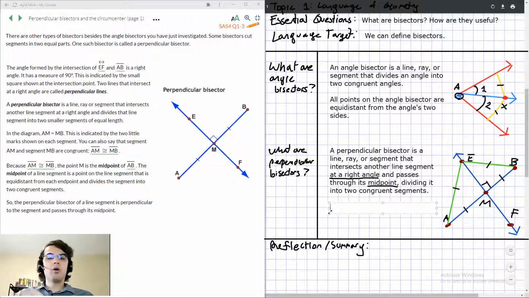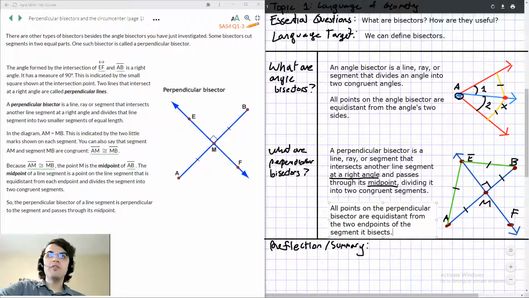I'm going to say all points on the perpendicular bisector are equidistant from the two endpoints of the segment it bisects, right? Which sounds kind of fancy, so maybe you might write that a little differently. I could say, perpendicular bisectors are all the points equidistant from the two endpoints. I could have just said that probably, right? But I'm going to be really clear so I can remember that. And the picture will help too, hopefully, right?